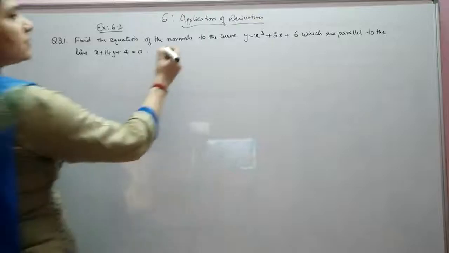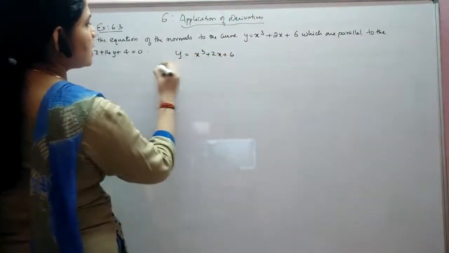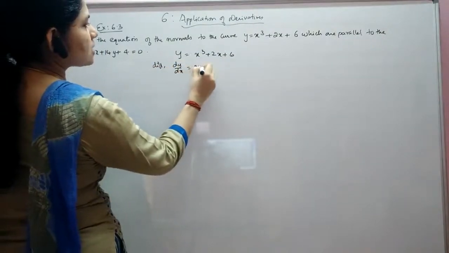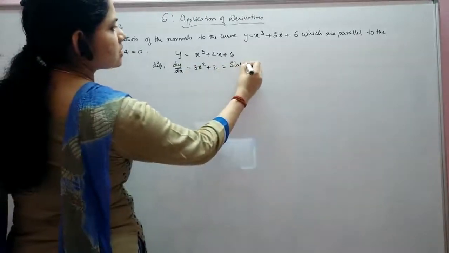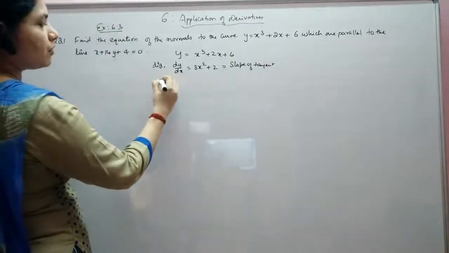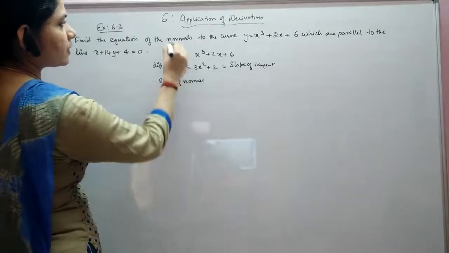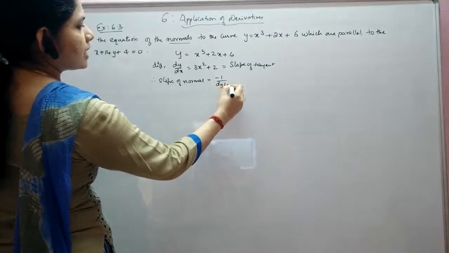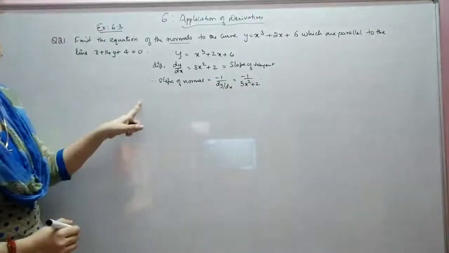Okay, so first we will start with y equals x cube plus 2x plus 6. Differentiating, you will get dy by dx equals 3x square plus 2. So this is actually the slope of tangent, and you need to find the slope of normal. Therefore, the slope of normal will be the negative reciprocal of the slope of tangent. So you will get minus 1 by (3x square plus 2) as the slope of normal.